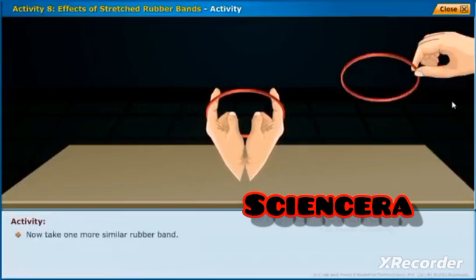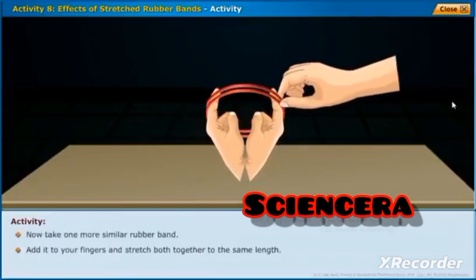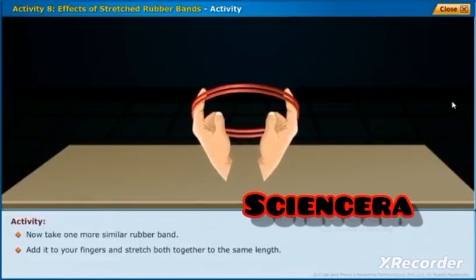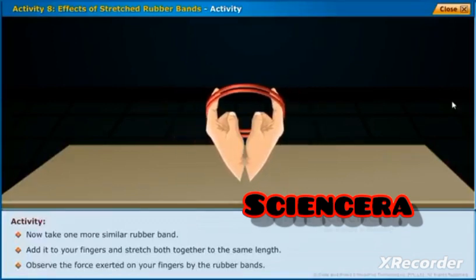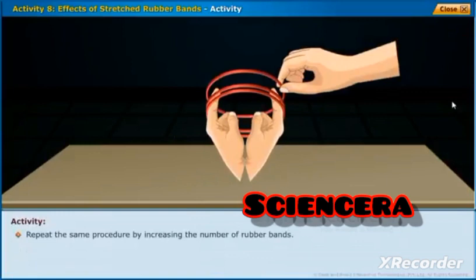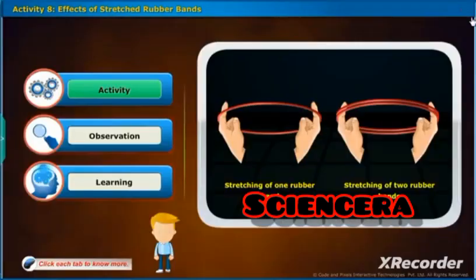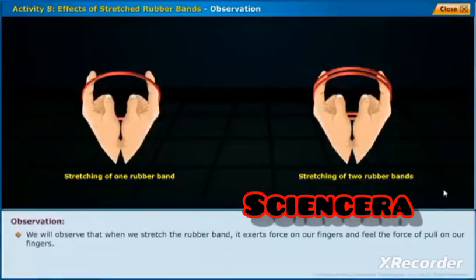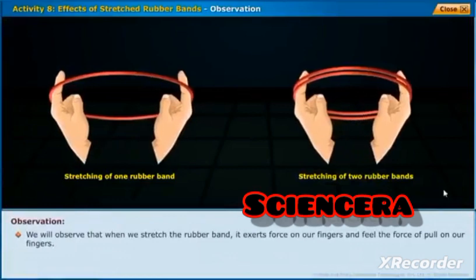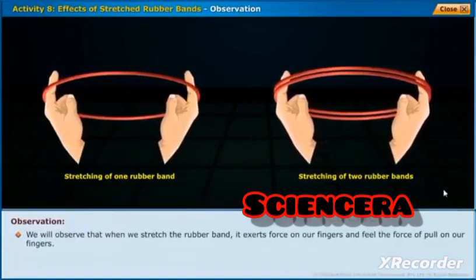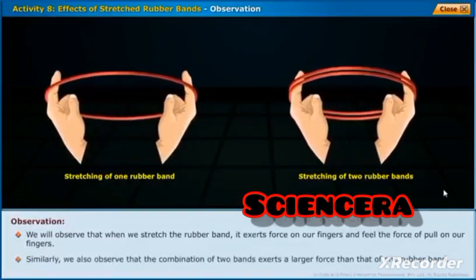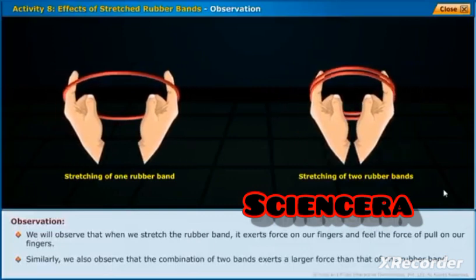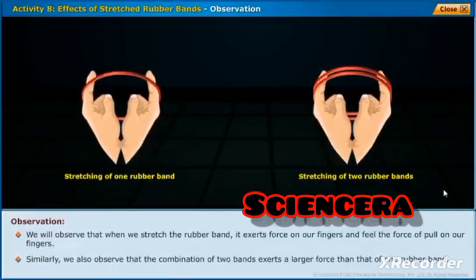Now take one more similar rubber band. Add it to your fingers and stretch both together to the same length. Observe the force exerted on your fingers by the rubber bands. Repeat the same procedure by increasing the number of rubber bands. We will observe that when we stretch the rubber band, it exerts force on our fingers and we feel the force of pull on our fingers. Similarly, we also observe that the combination of two bands exerts a larger force than that of one rubber band.